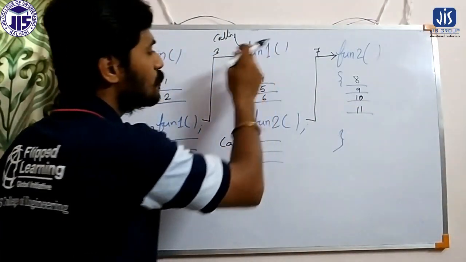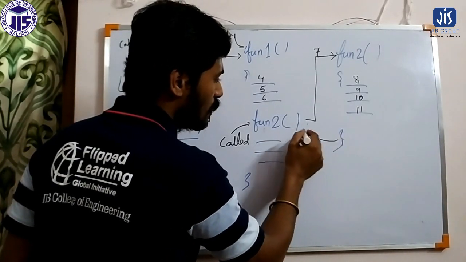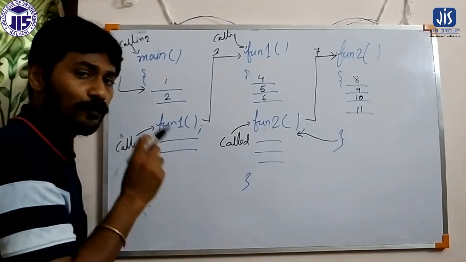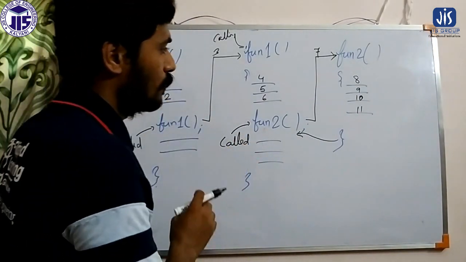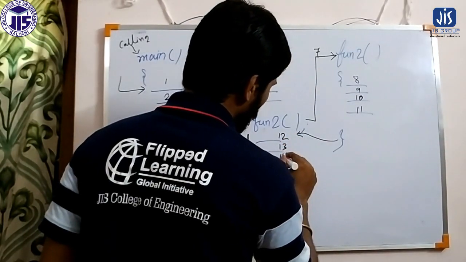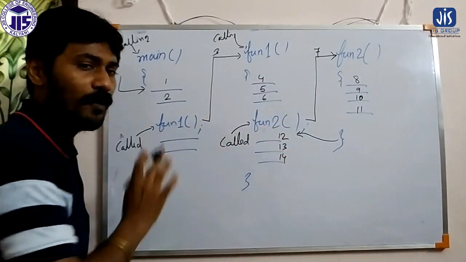Its calling function is function 1 and it has jumped from this point. So after execution it will jump to the same point from where it has stopped. So after returning it will execute this statement, and then it will execute the statements which are within function 1.